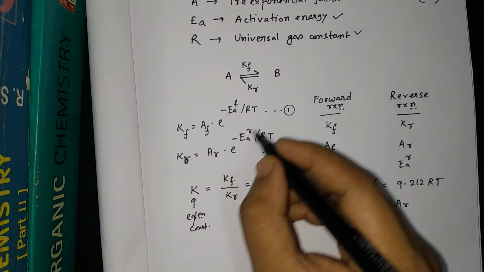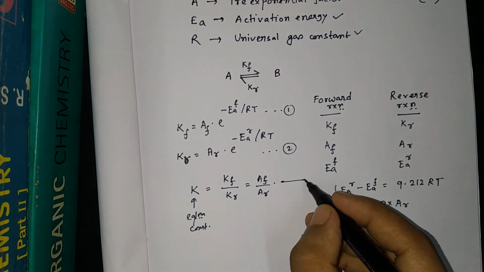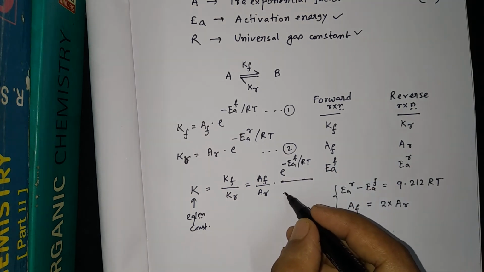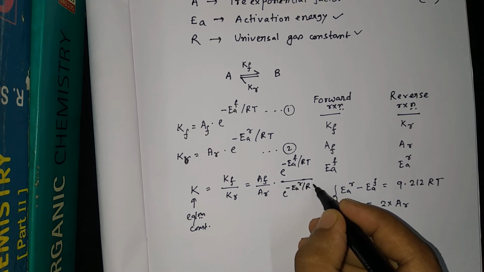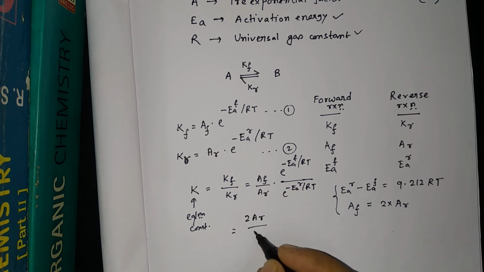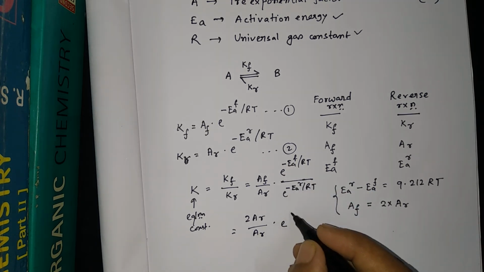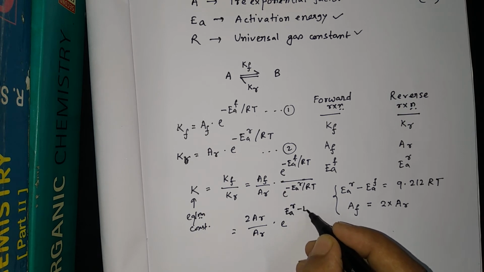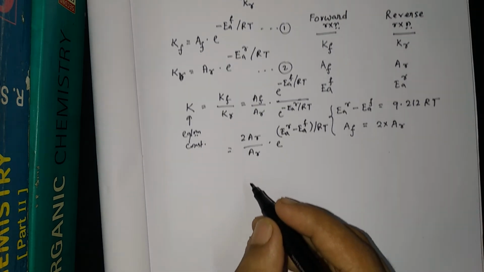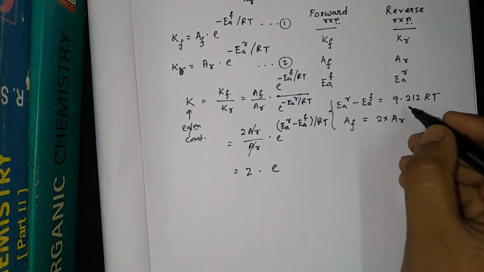So now Kf by Kr equal to what? This equation we will divide by this equation. So this term will come: Af by Ar into e to the power minus EAf by RT by e to the power minus EAr by RT. Now we know that Af equal to 2 into Ar. If this goes to the above, then this will be positive. So therefore this is EAr minus EAf by RT. So now this Ar will cancel out and it will be 2 into e to the power of this term.